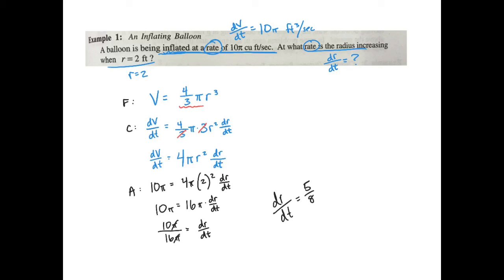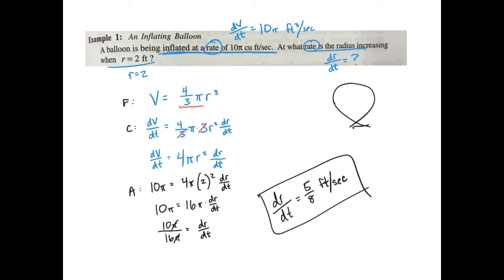And let's talk about units. The units for my radius was feet. The units for my time was seconds. So dr/dt will be measured in feet per second. Now, in the context of this problem, the balloon is being inflated at a rate of 10 pi cubic feet per second. That means the radius is increasing. So the radius of our balloon, here's our balloon, this radius is growing at a rate of 5/8 feet per second.